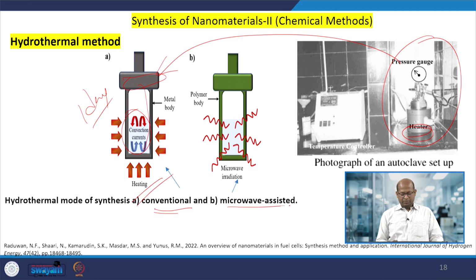Apart from that, there is the microwave, as I said. So, heating would be with the help of microwave irradiation. In this case, the body of the autoclave has to be polymeric; a metal body, such as stainless steel, can be used to sustain high pressures, while for microwave irradiation we use the polymeric body of the autoclave.